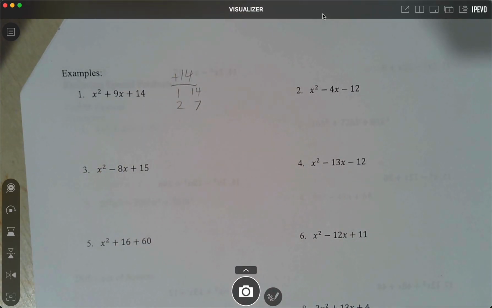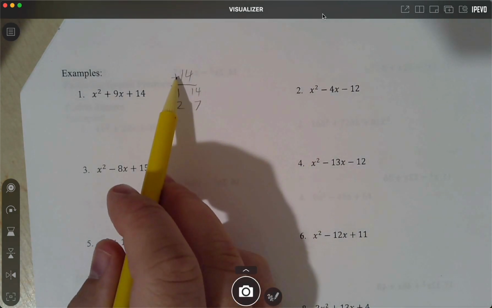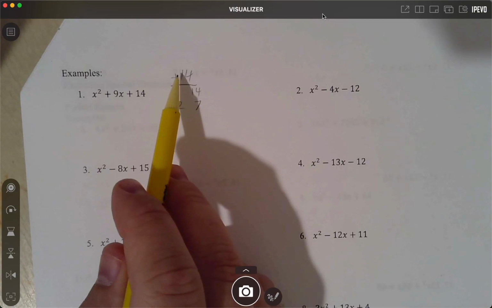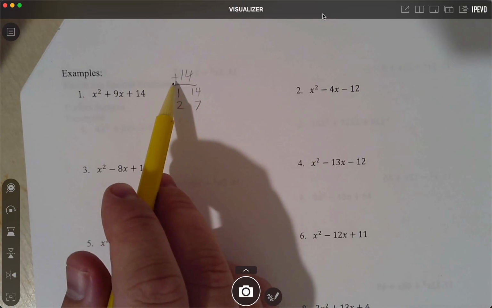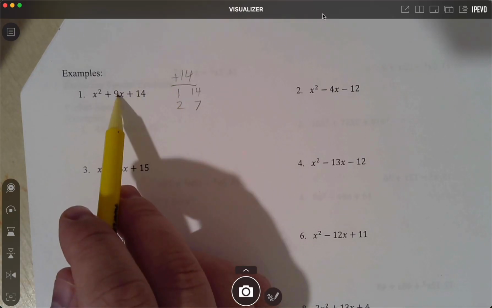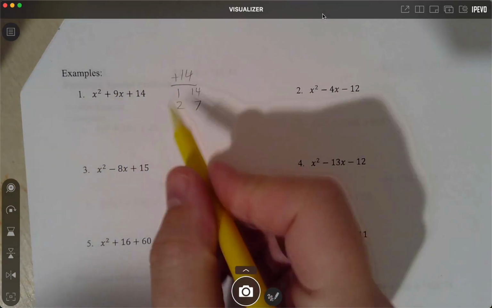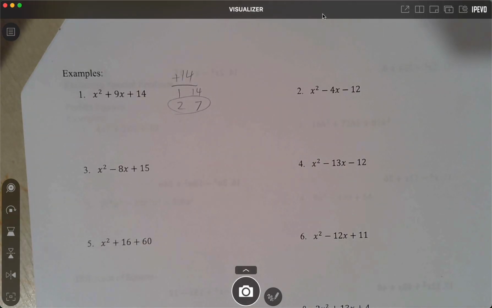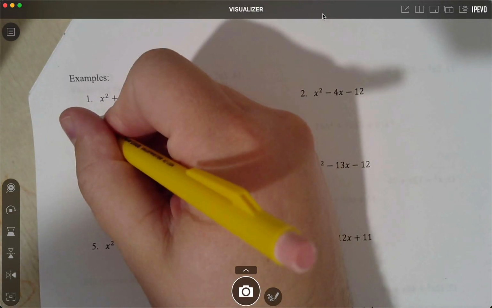But from there, the idea is I'm writing down that plus sign. When I do my 1 times 14 and I get positive 14, I'm going to write down the plus because I'm looking for factors of 14 that add to that middle number. Well, 2 and 7 add to that middle number. And so here we go. We're going to do this the long way.